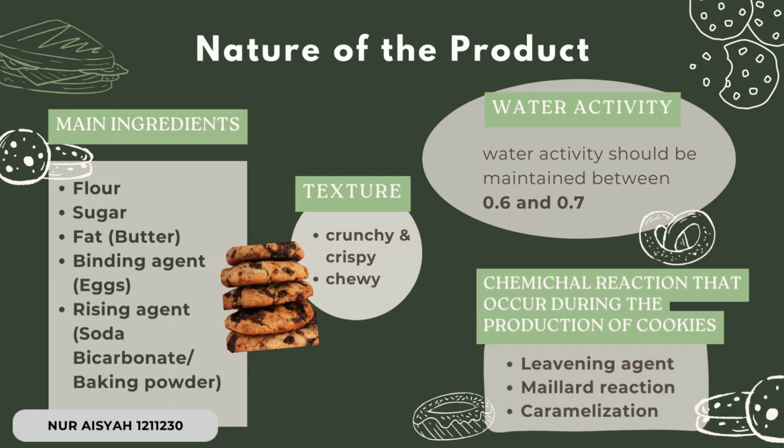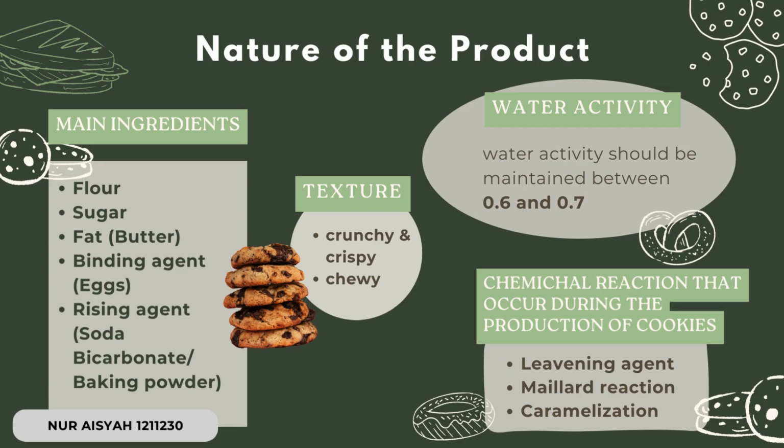The first content that we are going to discuss is about the nature of cookies. The main ingredients that we use in cookie making are flour, sugar, fat which is butter, binding agent, and rising agent. The ideal cookie textures are crispy, chewy, and crunchy. The water activity of cookies should be around 0.6 to 0.7, and the chemical reactions that occur during the production of cookies are leavening agent, the Maillard reaction, and caramelization.